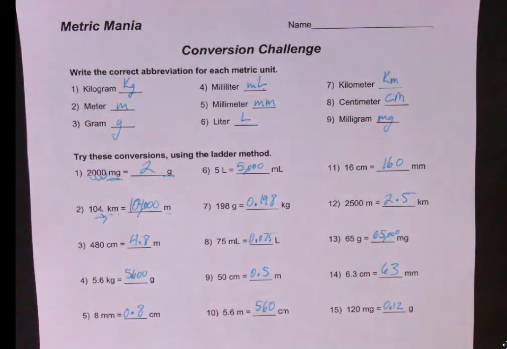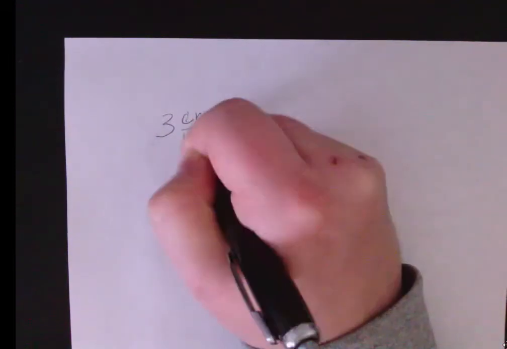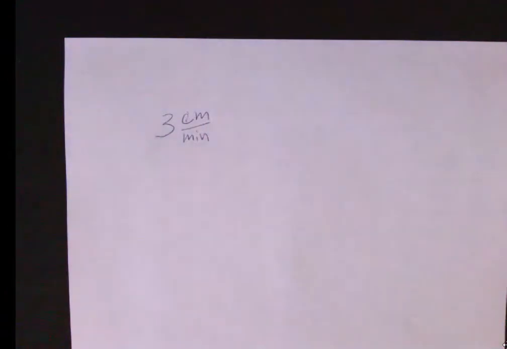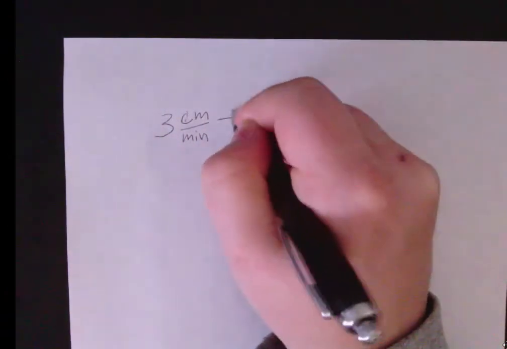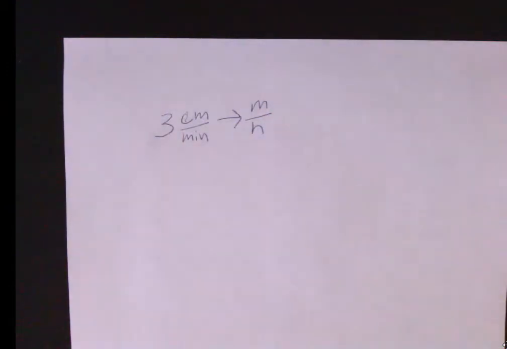Alright, so let's go ahead and look at converting between the two, when you have meters per second, meters per hour. Because sometimes that can be a little tricky. Okay, so if we're given 3 centimeters per minute, and we want to convert that to meters per hour, there's a couple things we need to know first.